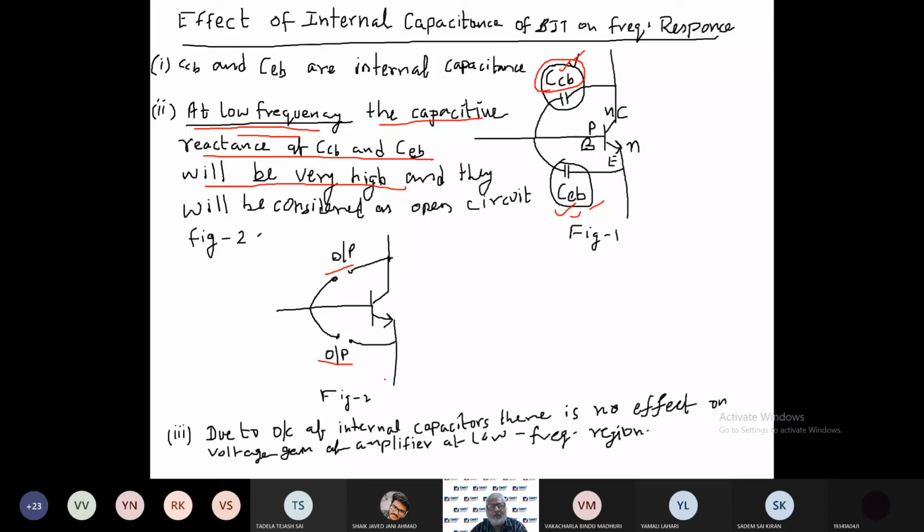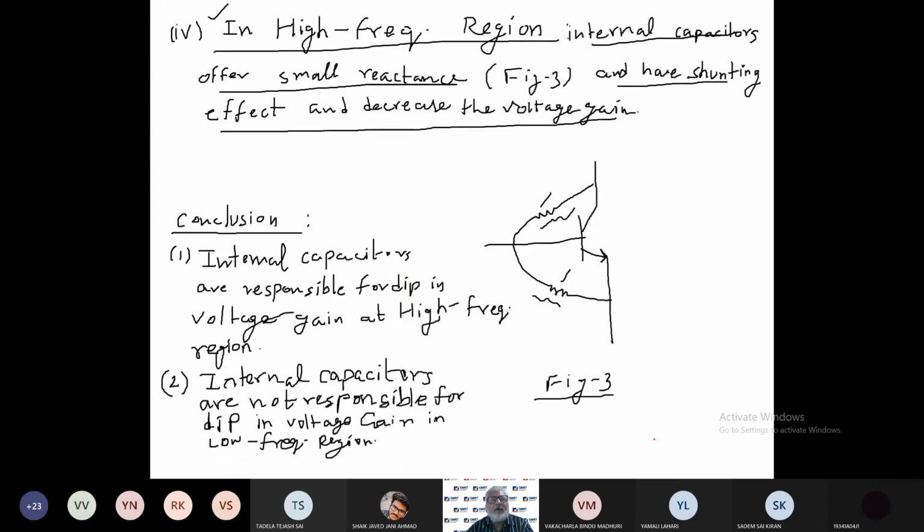You can see here there is an open circuit, so there is no impact. Due to the open circuit internal capacitors, there is no effect on the voltage gain of the amplifier in low frequency region. But in high frequency region, what will happen? They will show some reactance, and thus there will be a shunting effect, and finally the voltage gain will decrease. So you can conclude that internal capacitors are responsible for the decrement in voltage gain at high frequency region.